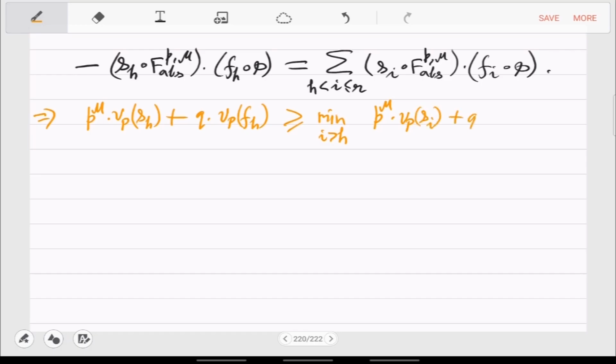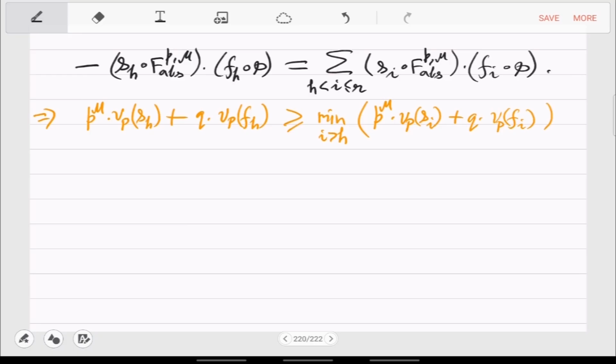Plus Q times Fi. Right, this is clear. Left hand side valuation has to be at least valuation of each of the summands, and valuation on product is additive. So we only have this operator available because both SH and FH, only poles we know are this point. So we just apply this. We don't have any other information.